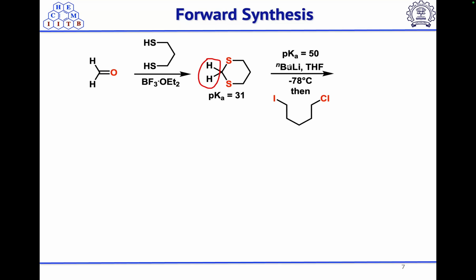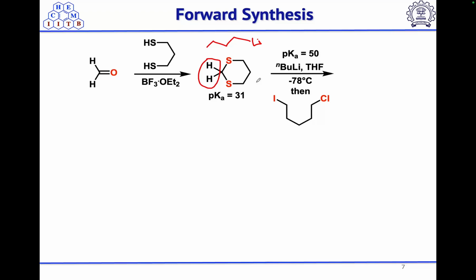Okay, so now we can use this n-butyl lithium. N-butyl lithium is an alkyl lithium. So this is the n-butyl lithium: 1, 2, 3, 4. So the pKa of this n-butyl lithium is 50. That means it can easily abstract the proton from this 1,3-dithiane derivative, right?